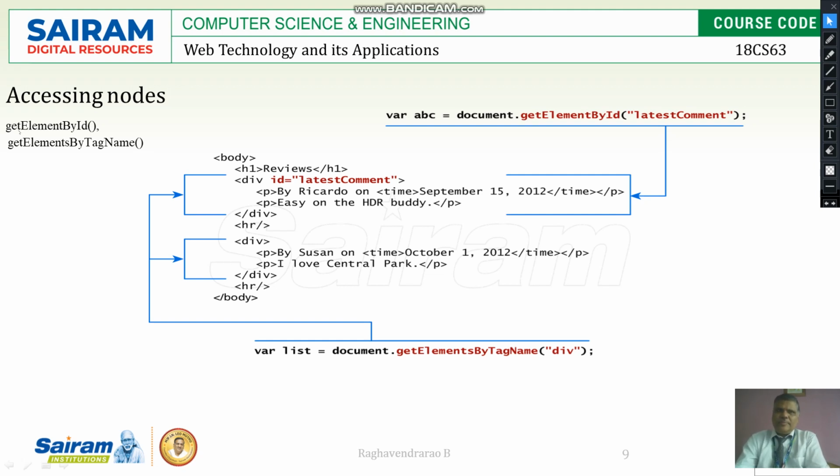Now when we use getElementById, only this specific element is accessed: abc equals document.getElementById("latestcomment"). Only this is accessed. In the case of getElementsByTagName, both are accessed because we are calling with the div tag, not with the id. So that is the difference between getElementById and getElementsByTagName.